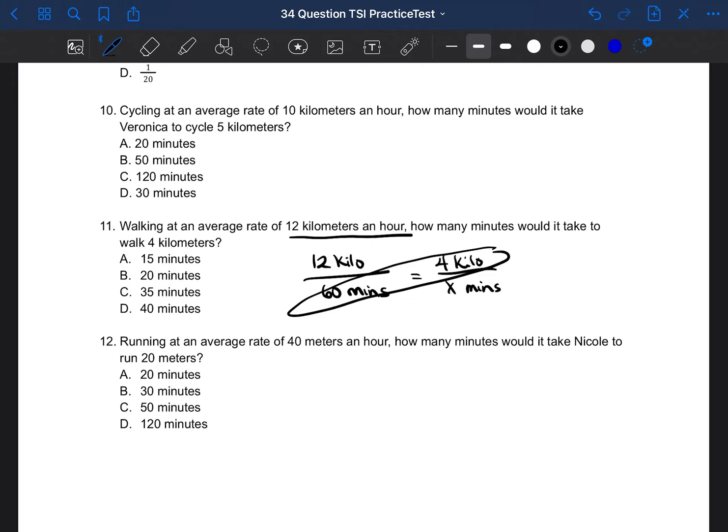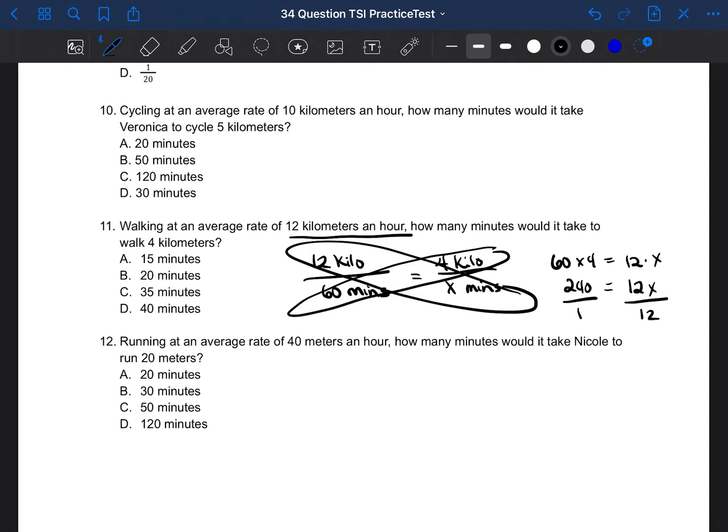We're going to do 60 times 4, and that's equal to 240. And then we're going to do 12 times x, which is equal to 12x. We're going to divide both sides by 12 because that's the number that's causing the x to not be by itself. The 12s are going to cancel each other out, and you're going to be left with x is equal to 240 divided by 12, which is equal to 20. So our answer is going to be B, 20 minutes.